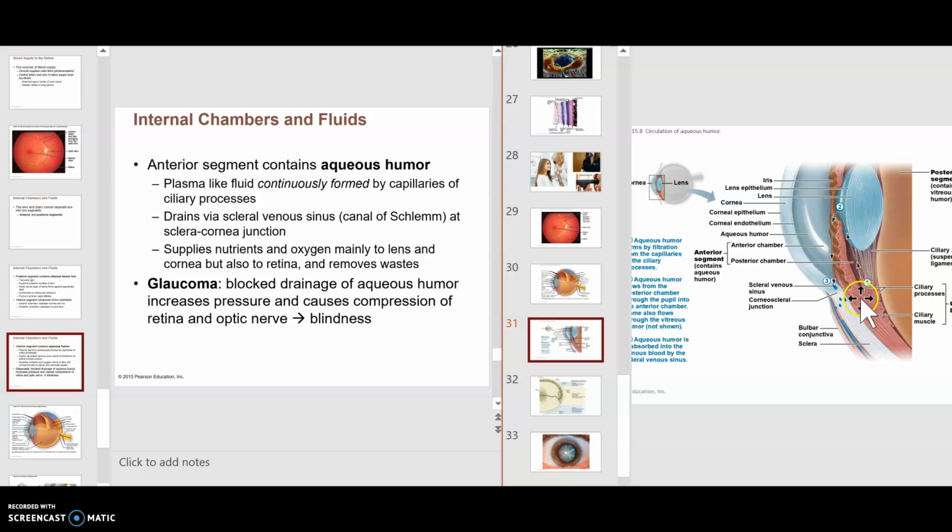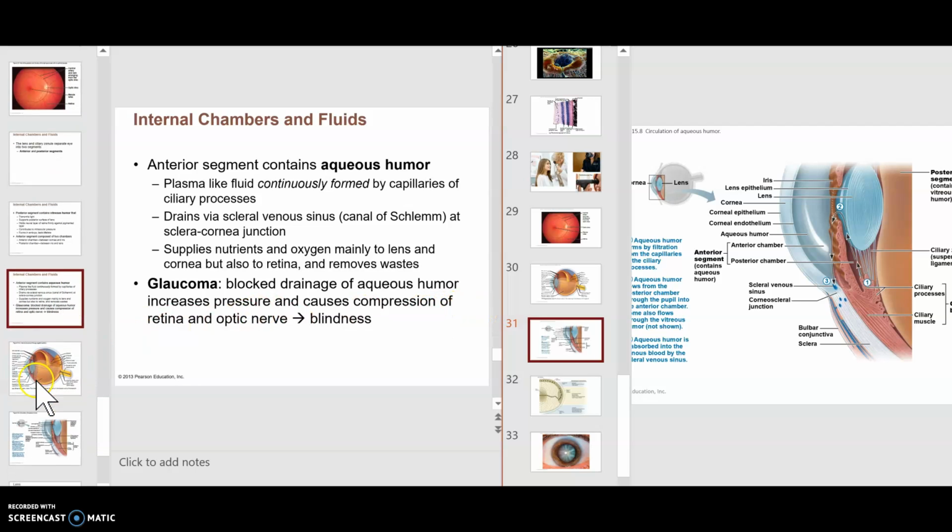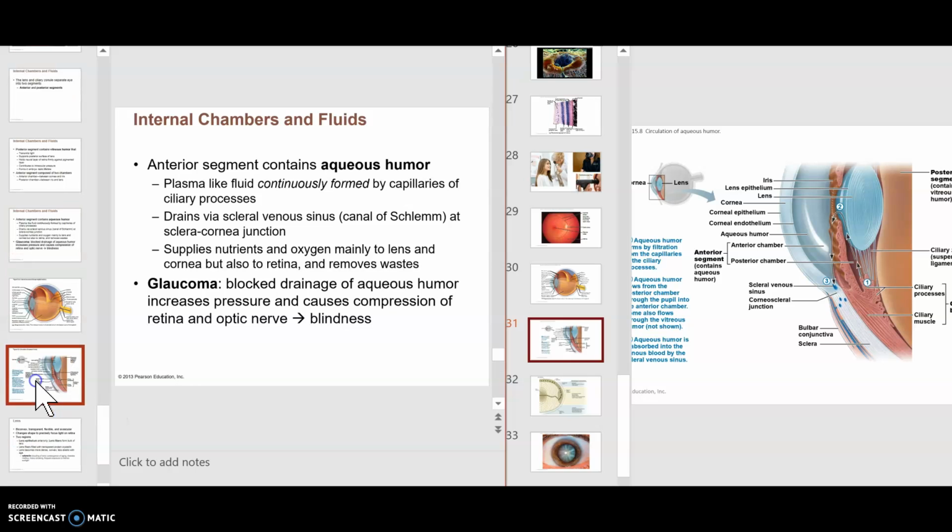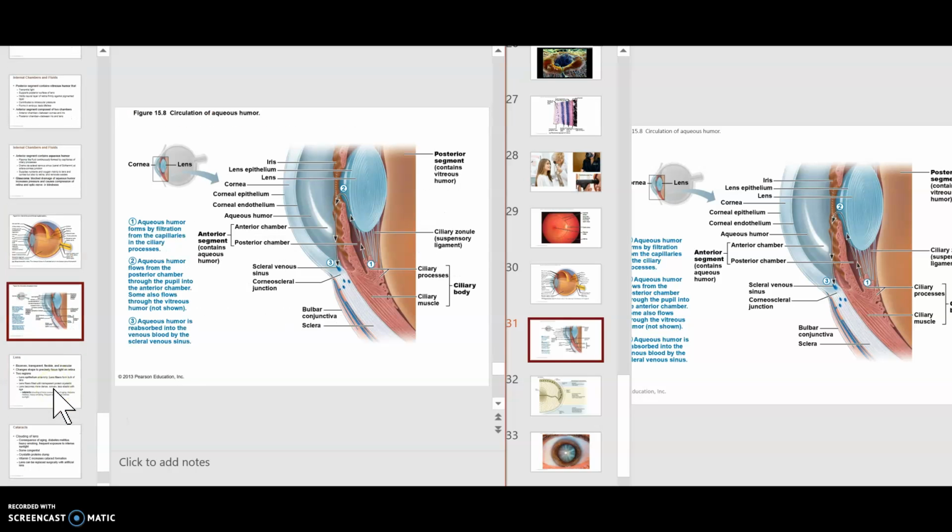Then a closed angle glaucoma is one in which this iris here is stuck to the cornea, so you can't come back in here. That's a closed angle. So we have open angle and closed angle glaucoma. Okay. All right. So that's what we call the aqueous humor. Let me go a little further down. And again, here's that here.